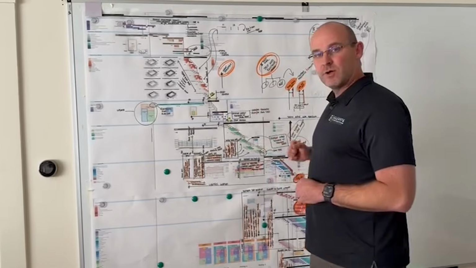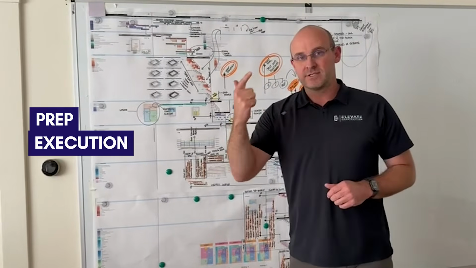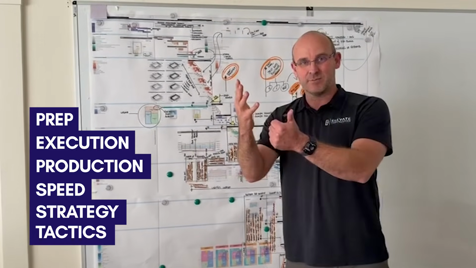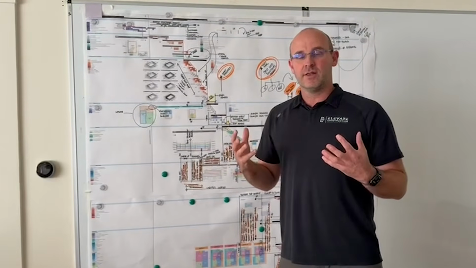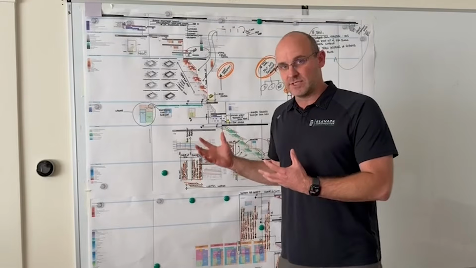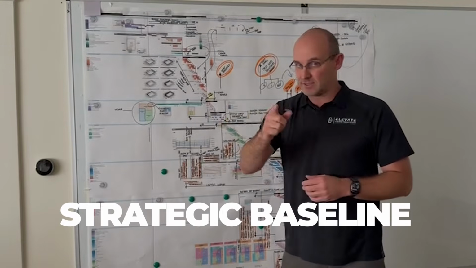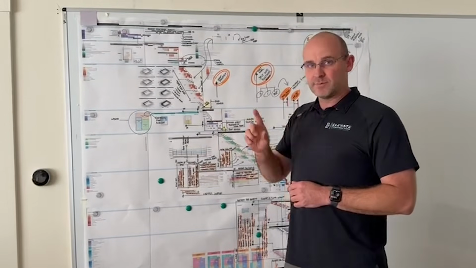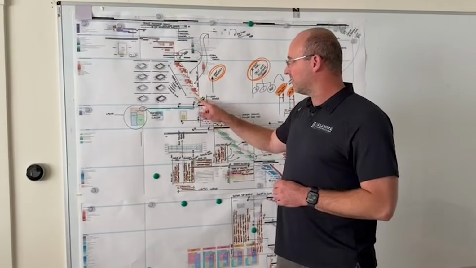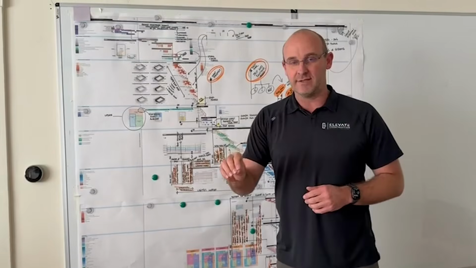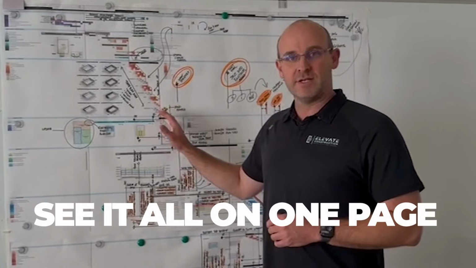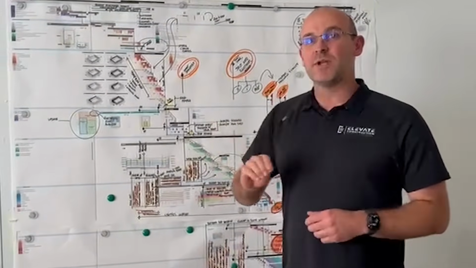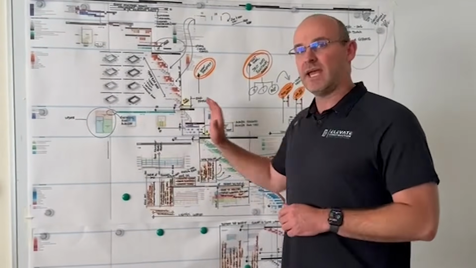And basically we're going through here and talking about prep, execution, production, speed, strategy, and tactics we can implement to really make sure that we have the right overall strategic plan or strategic baseline. Not CPM baseline, but strategic baseline. It's all visual, and the purpose is not to make sure that this macro level takt plan is perfect right out of the gate. The key is you can see it all on one page, and the project delivery team can strategize and make it what it needs to be and get out ahead of the work.